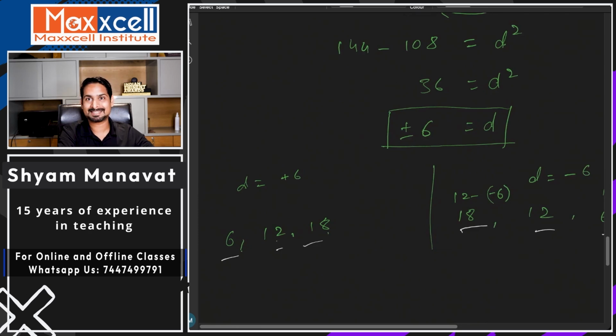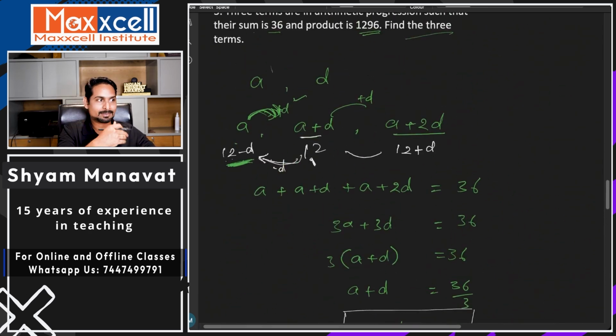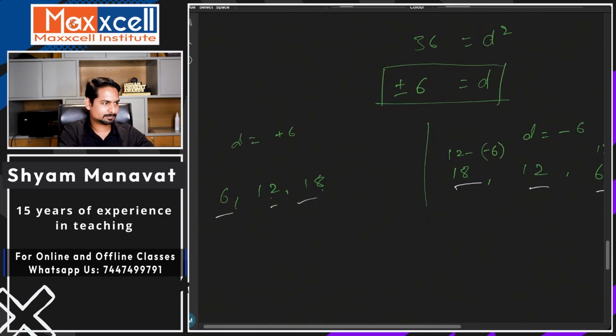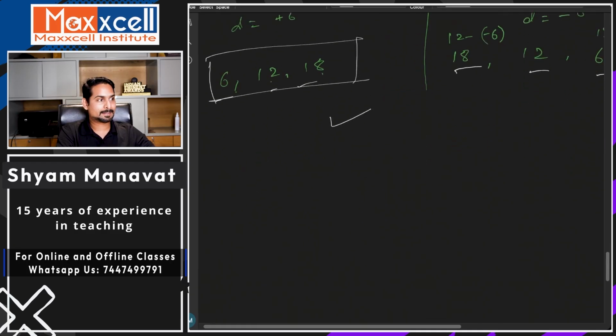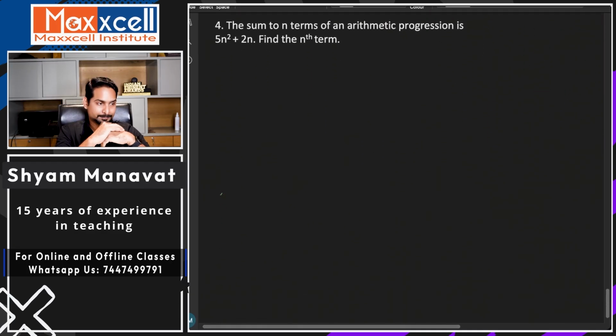Values are same, right? Okay, they did not ask you to write in ascending or descending order. Just find out the 3 terms. So these are the 3 terms: 6, 12, 18 or 18, 12, 6. Either one of them. Both of them are same. Correct? Did you understand? Yes? Okay, good. Let me show you one more question.